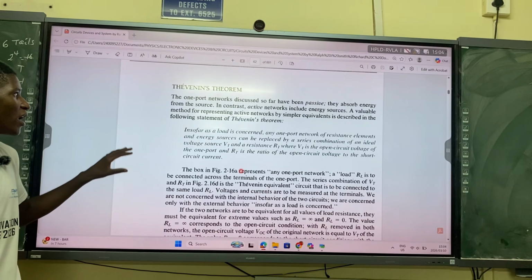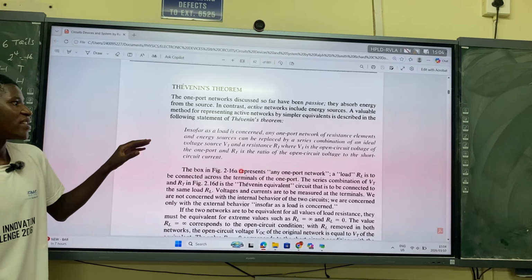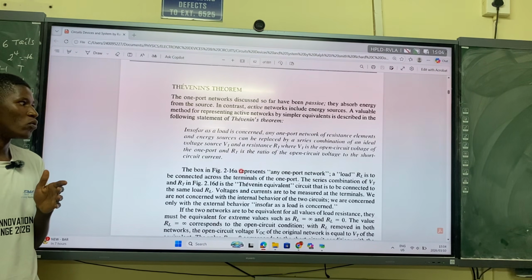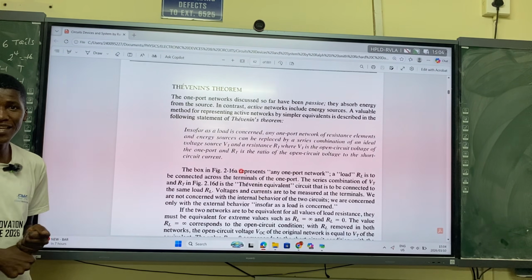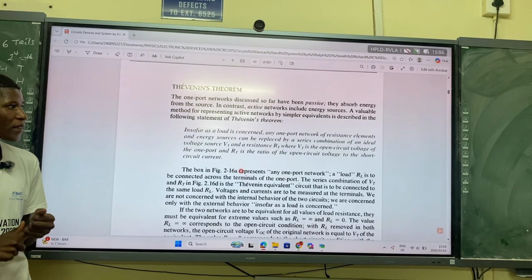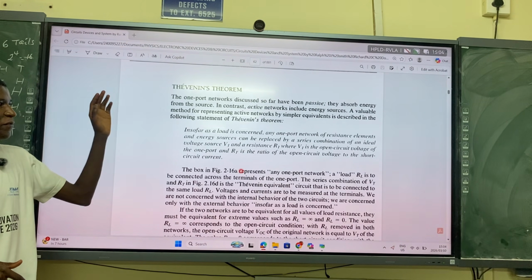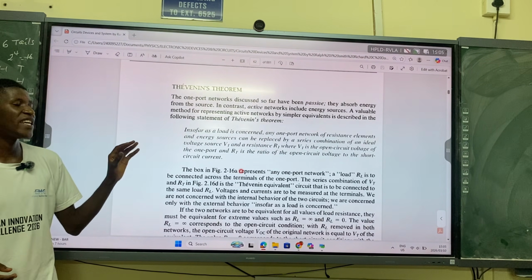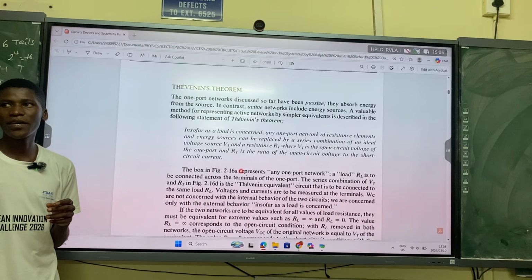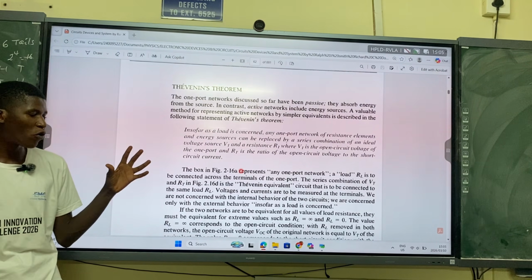So now, since we are going to deal with bigger networks, many networks, it means we have different components, different resistors, components, voltage sources, all of that. So we need to be able to reduce our network to be small. We are supposed to be able to reduce a bigger complex network.